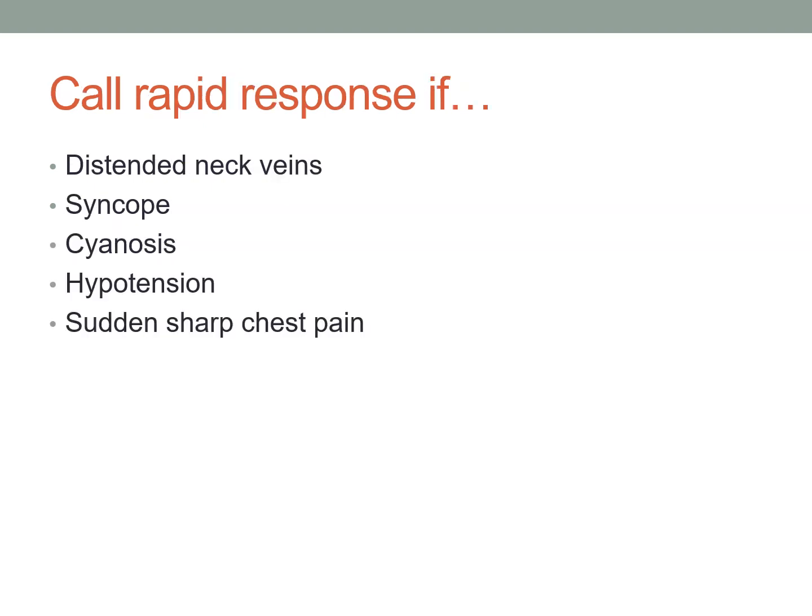Okay. All right, if a patient is having a PE, guys, I'm telling you, it is an emergency. If you notice syncope, cyanosis, hypotension, sharp pleuritic chest pain, neck vein distension, you need to notify rapid response, okay? Get a fresh set of vitals, get some oxygen on that patient, sit that patient up in a high Fowler's or Fowler's position, and notify rapid response, okay? If you suspect a PE.